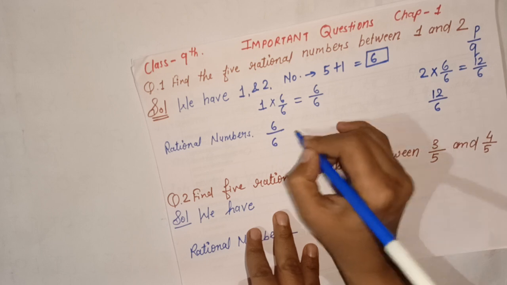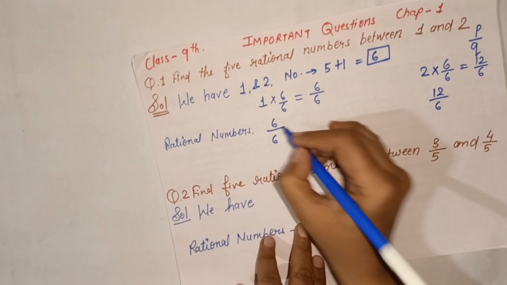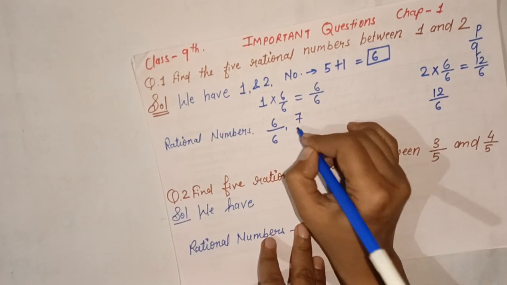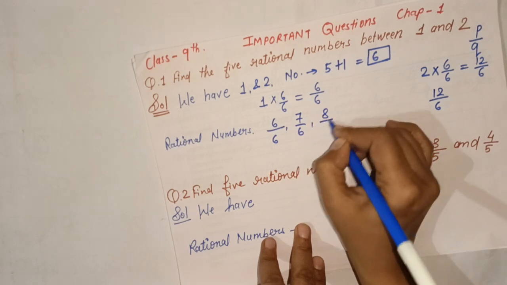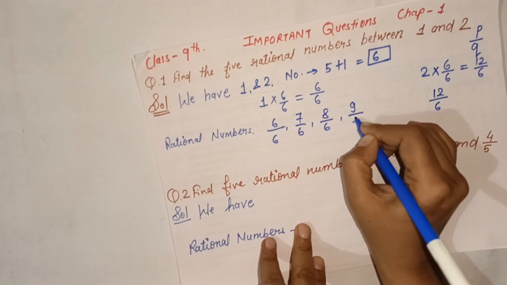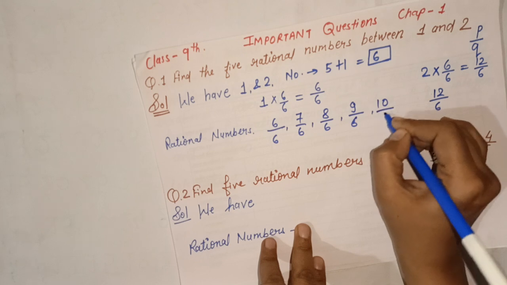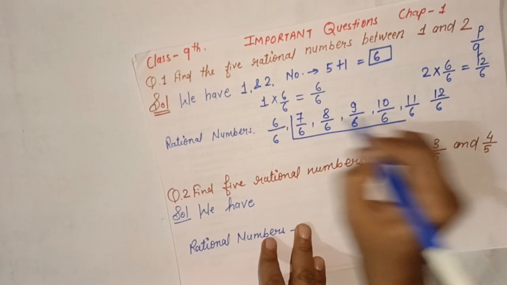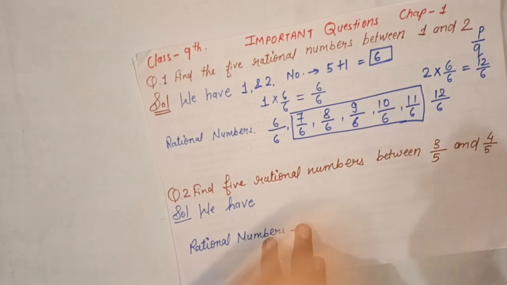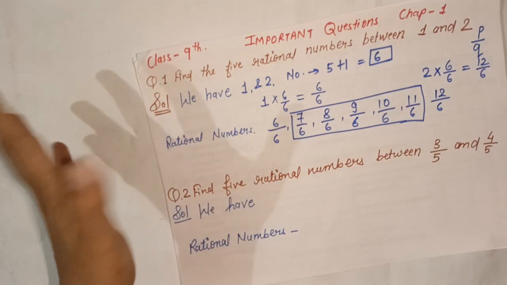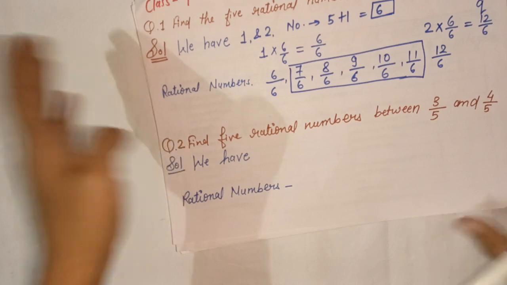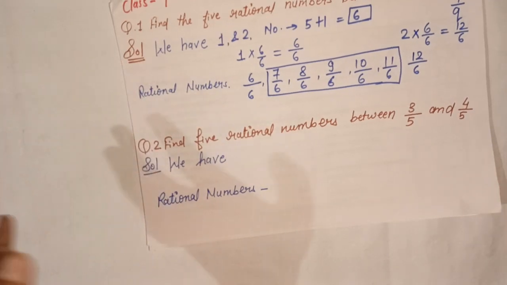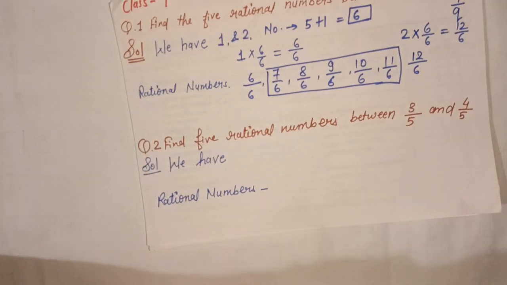There are many numbers in between, like 7 upon 6, 8 upon 6, 9 upon 6, 10 upon 6 and 11 upon 6. So my dear students, they were asking about 5 rational numbers which we found very easily. So now come to the next question. That is quite similar to the previous one.